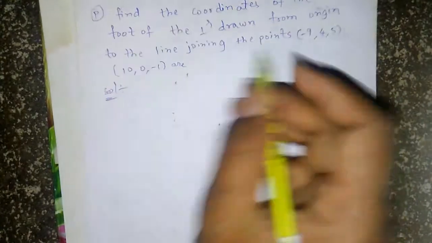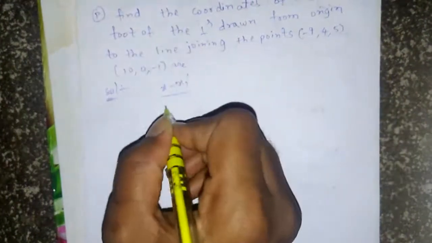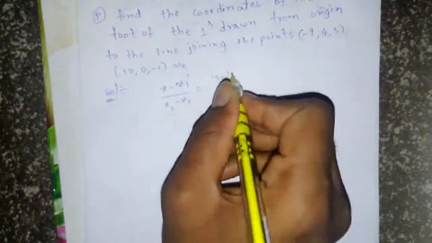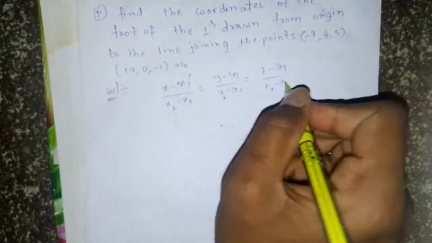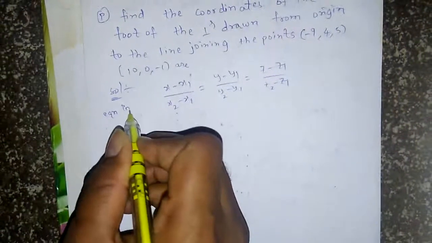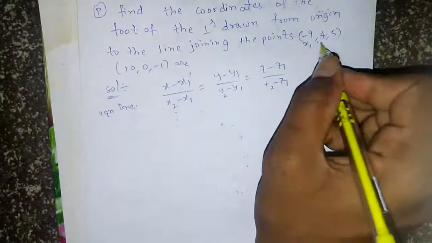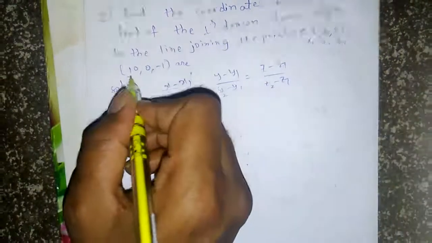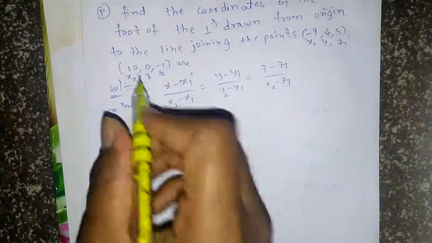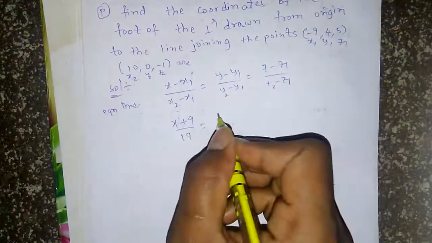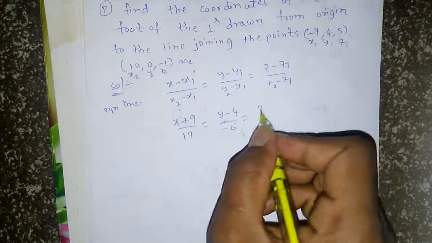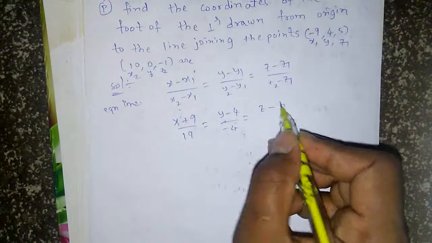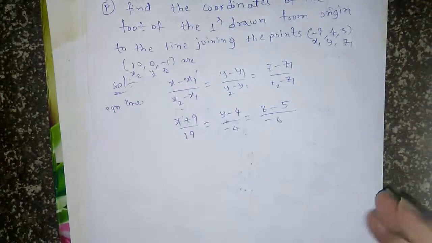Here two points are given. The equation of the line is (x minus x1)/(x2 minus x1) = (y minus y1)/(y2 minus y1) = (z minus z1)/(z2 minus z1). This is the equation of a 3D line. So here this is x1, y1, z1 and this is x2, y2, z2. Now substitute. This is (x plus 9)/(10 plus 9), that is 19. Next (y minus 4)/(0 minus 4), that is minus 4. Next (z minus 5)/(minus 1 minus 5), that is minus 6. This is the equation of the line.